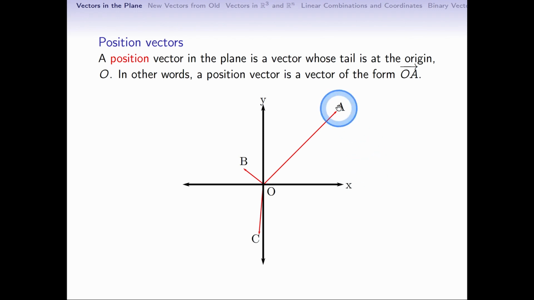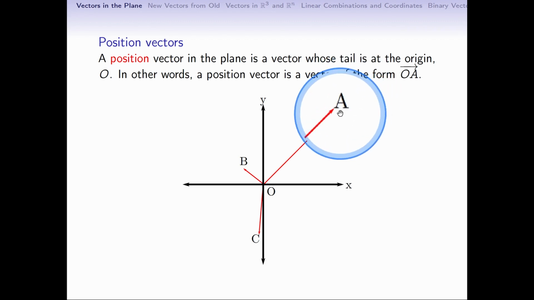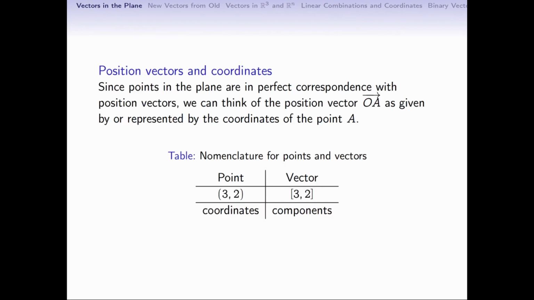Now remember, a point in the plane is specified by a pair of coordinates, an x and a y coordinate. And we're going to make use of that to help us discuss what are called the components of the corresponding position vector. Since points in the plane are in perfect correspondence with position vectors, we can think of the position vector from O to A as represented by the coordinates of the point A. Now, there can be a lot of confusion between, are we talking about the point A or the position vector from O to A?